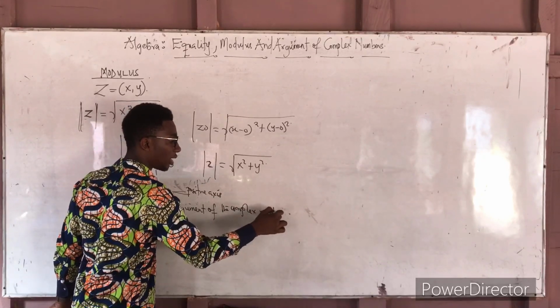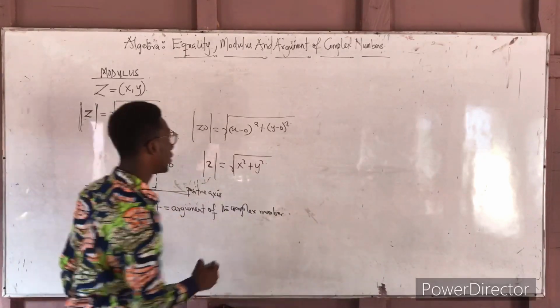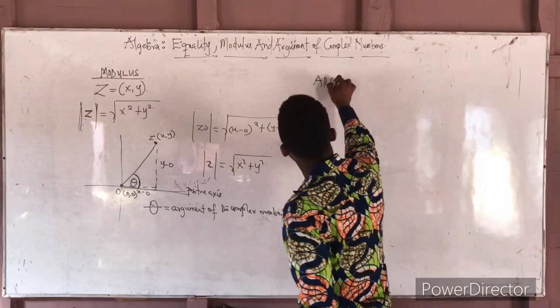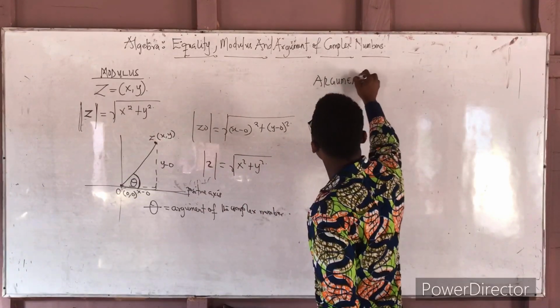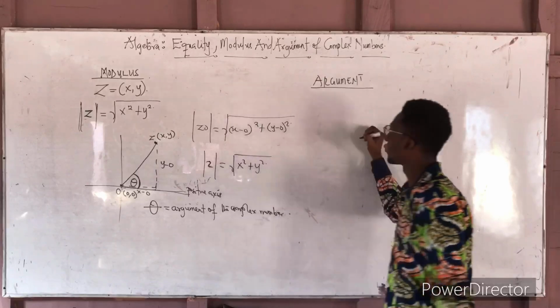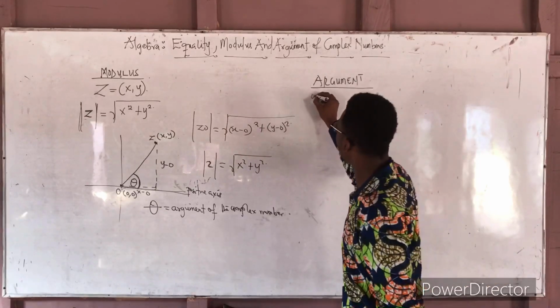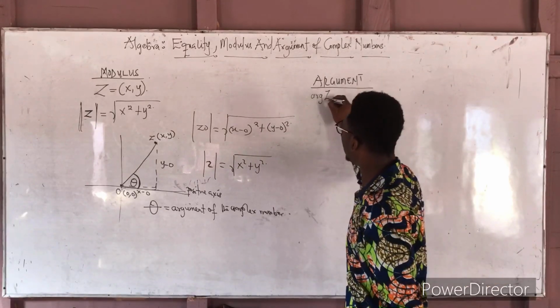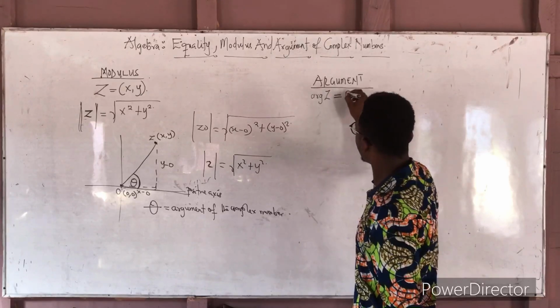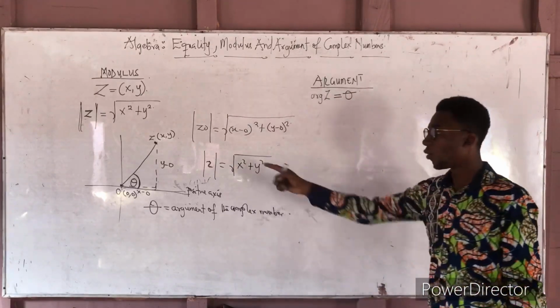That angle is what we call the argument of the complex number. So therefore, the argument of a complex number is always represented by arg z. It's always equal to that angle over there.